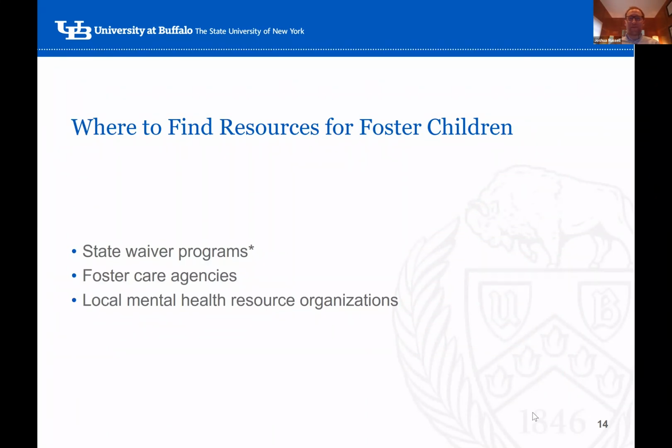So that leads to the question of where to find resources for families. Now, when I originally created this slide presentation, which was a year or two ago, there were three things we were going to talk about. And you'll see the asterisk next to state waiver programs, because we're not going to talk about that anymore. There was a program called Bridges to Health that functioned as a statewide resource for families, but that no longer exists, which has made things more challenging. So oftentimes, the foster care agencies and other resource organizations are the best place to find guidance for resources.